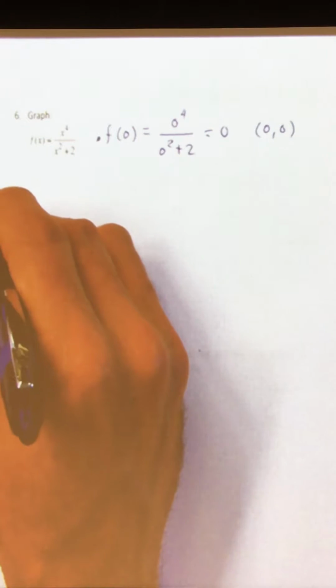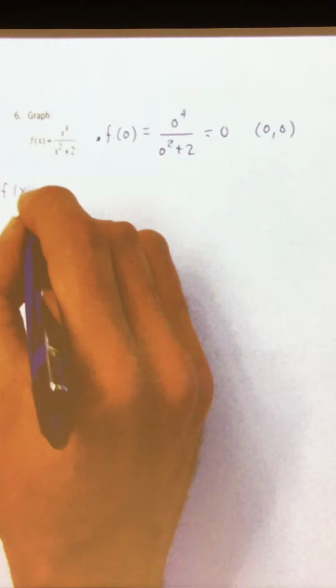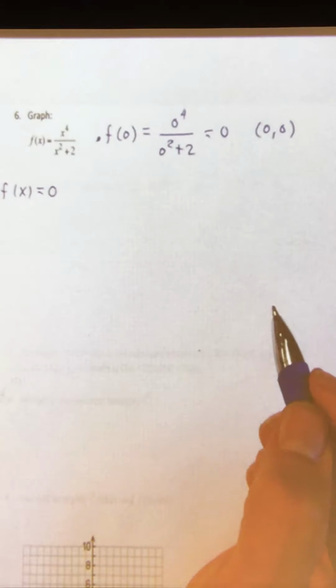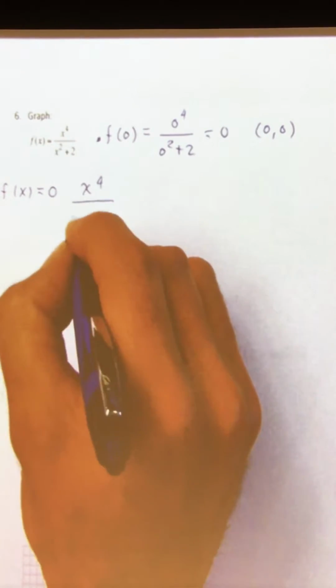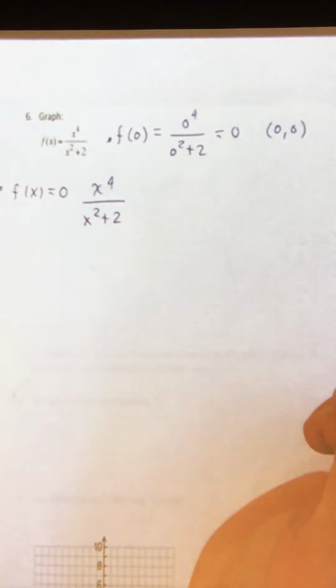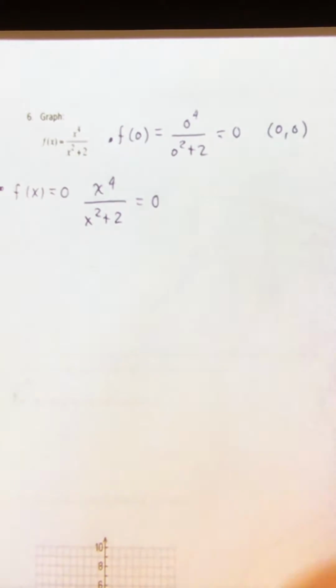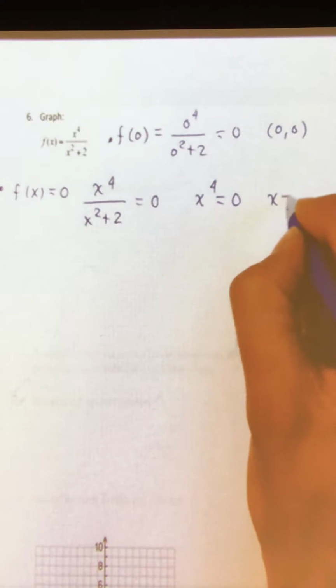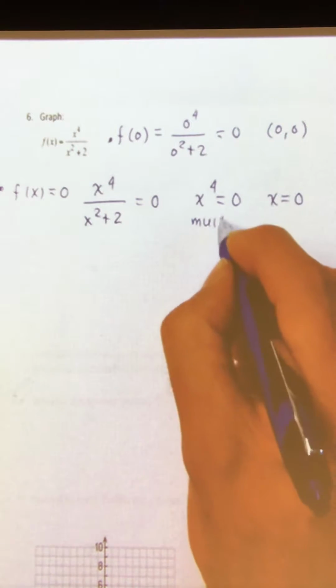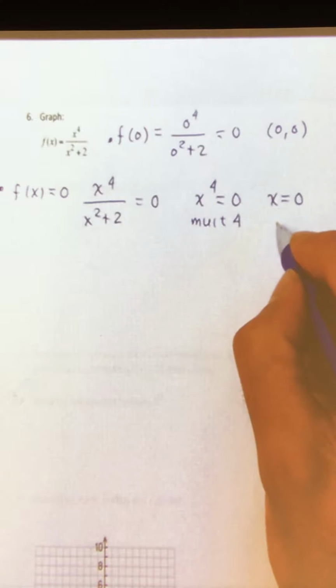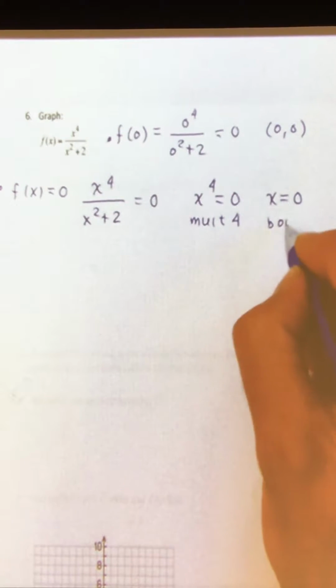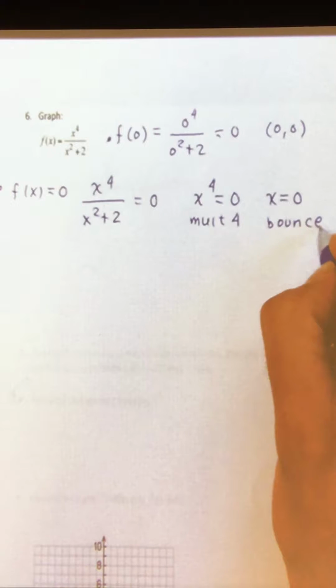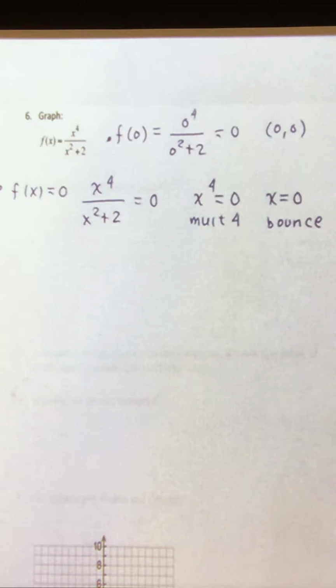Let's get the x-intercept. So that's where the function itself is going to be equal to 0. And we'll take x to the fourth divided by x squared plus 2, and we'll set that equal to 0. Again, only the numerator can make a fraction 0, so we'll take the numerator and set it equal to 0. We do get x equals 0, but this is multiplicity 4. And so at the origin, we're going to have the graph touching and bouncing off the origin, not passing through it.